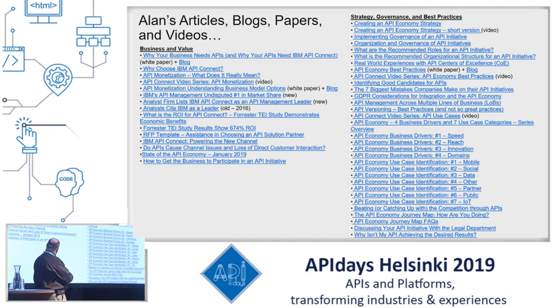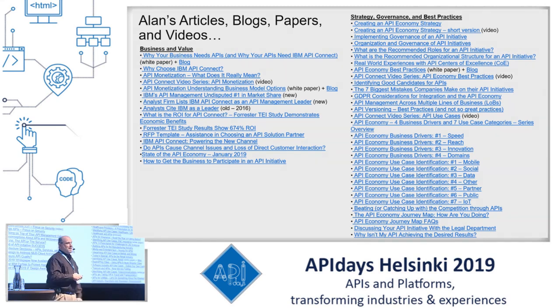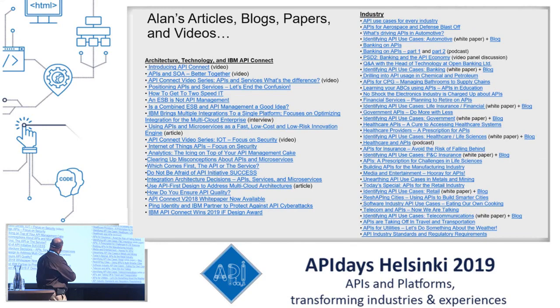The most recent blog I wrote just last week is this one, which is exactly like what this presentation is about, how to get the business to participate in the API initiative. And the journey map that I just covered is also over here. So that's page two. And page three is architecture, technology, and a bit about our product. And then industry use cases. I've tried to think of every industry I could possibly think of and come up with, using the methodology that I have for creating APIs, sample use cases that you might do in that industry. And so hopefully you can find some use out of this content.